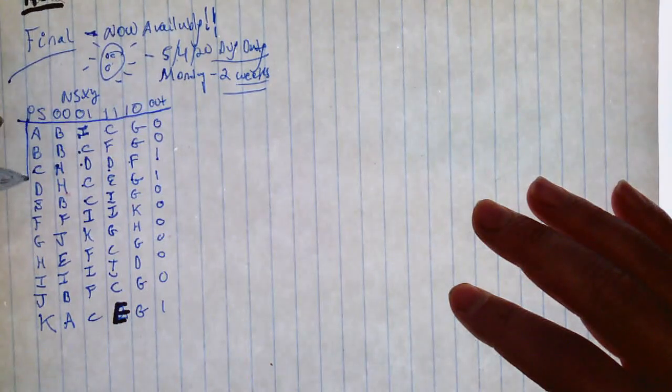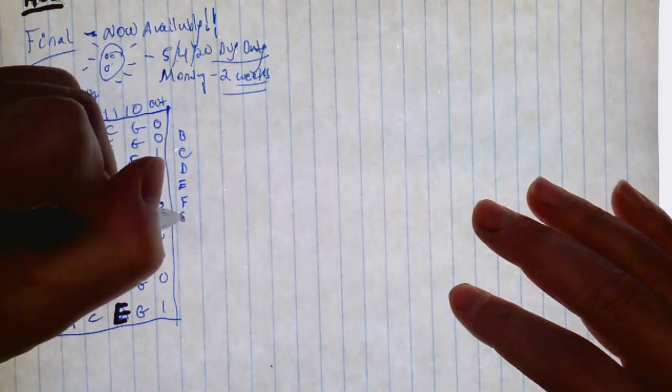And now what we need is to get the fully reduced state machine. So we start with B and work our way to K. And now we're going to start with A and work our way to J.